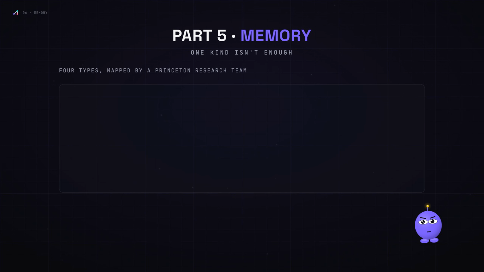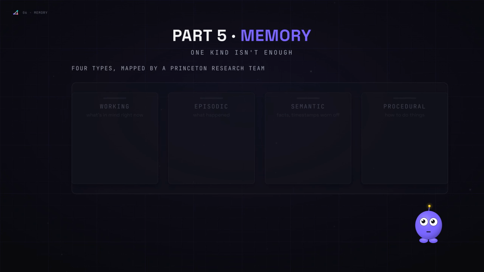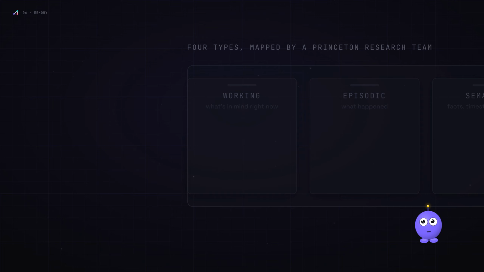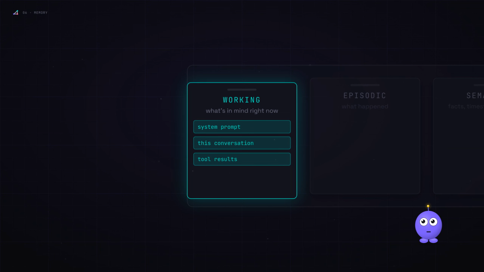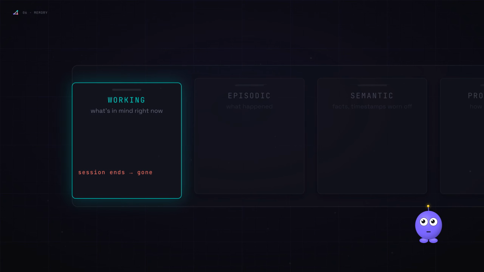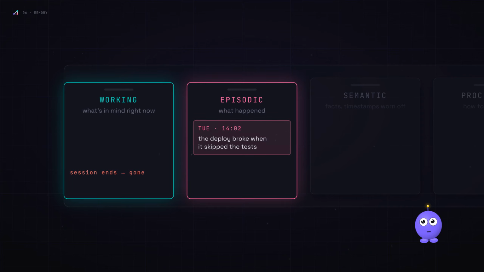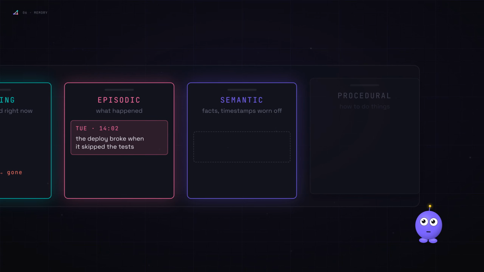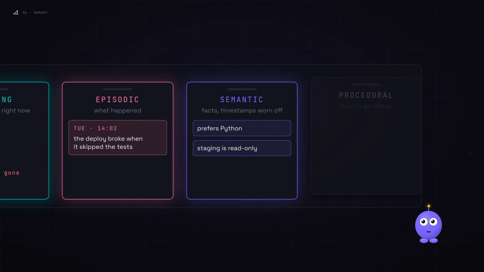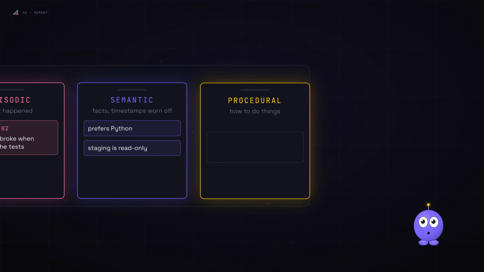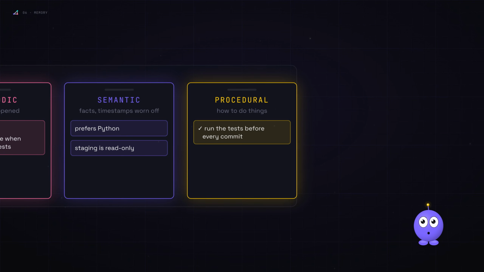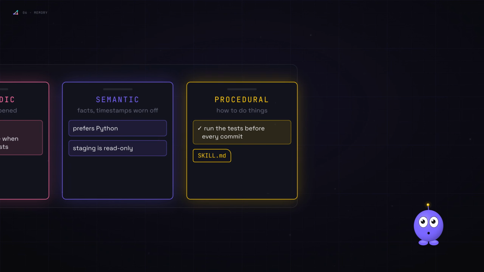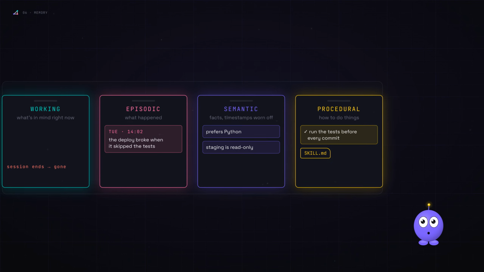A research team at Princeton mapped agent memory onto 4 types, the same way psychologists carve up yours. Working memory is the context window itself. What's in mind right now, fast, and gone when the session ends. Episodic memory is what happened. Last Tuesday, the deploy broke when it skipped the tests. Semantic memory is facts with the timestamps worn off. You prefer Python. The staging database is read only. And procedural memory is how to do things. Run the tests before every commit. Skill files, if you've met them, are exactly this. Written know-how, the agent pulls in when a job calls for it.